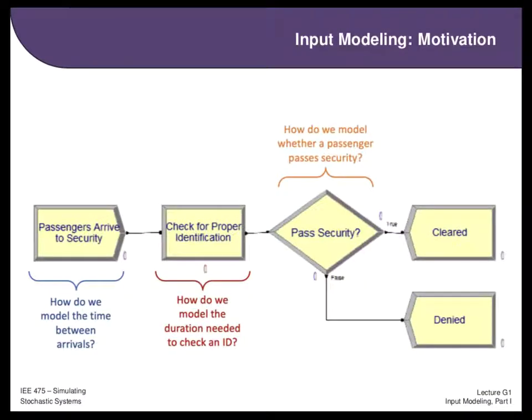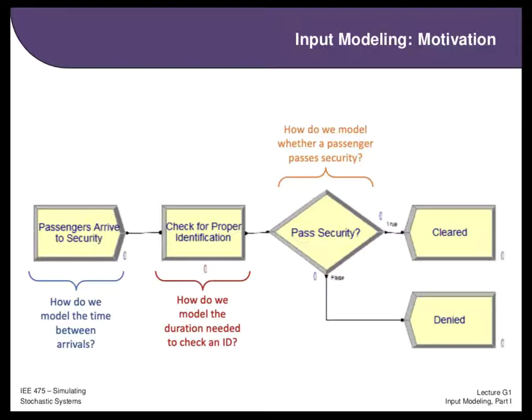All right, so moving forward, input modeling. Imagine you've got an Arena model like this one. This is a really simple model of an airport screening process. So we've got passengers that arrive. Their identification gets checked. They might pass security, or they might get denied. And so we have all these questions that we can build this. This is easy. You just drag these blocks in.